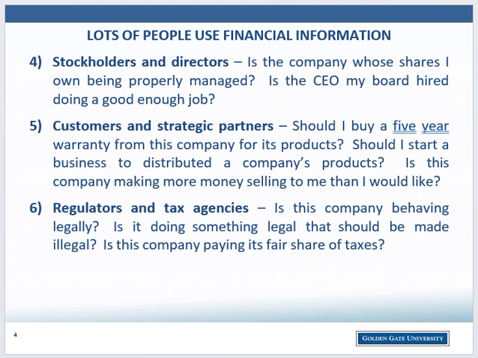The last part is the government, the regulators, and the tax agencies. There are two obvious questions. One is, is the company behaving legally? And the other one is, is the company paying its fair share of taxes? That's the IRS coming into play. So those are the six entities.